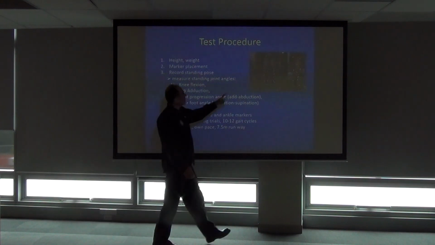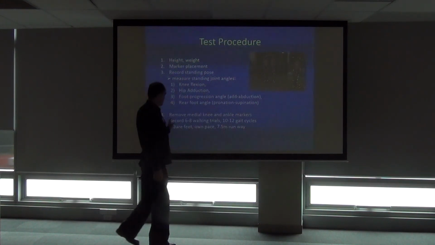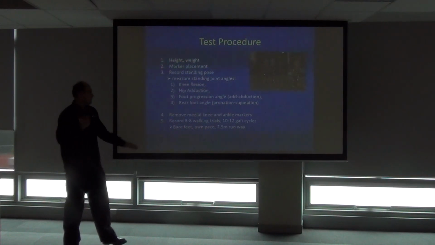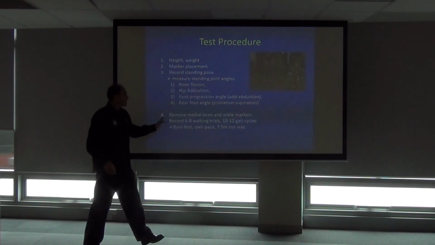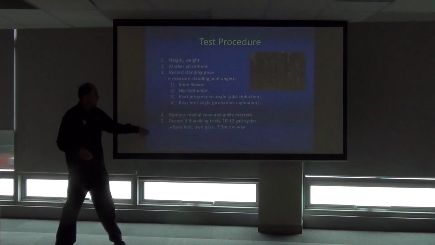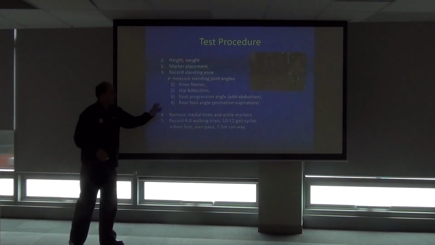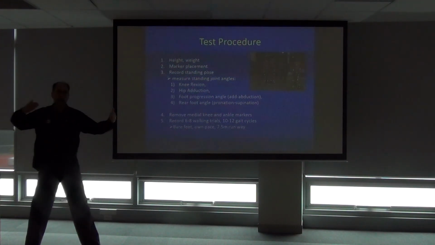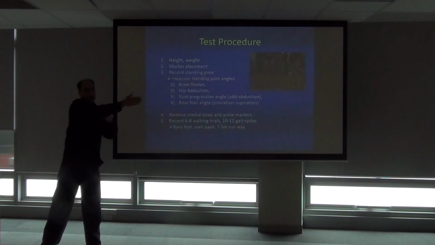We removed the medial markers of the knees and the ankles and did the walk trials. So 6 to 8 walk trials, and from each trial you get a few gait cycles, so you end up with somewhere around 10 to 12 gait cycles. Bare feet, own pace, and it's about a 7.5 metre walkway that was being recorded. They came in, went through it, then went off and came back.